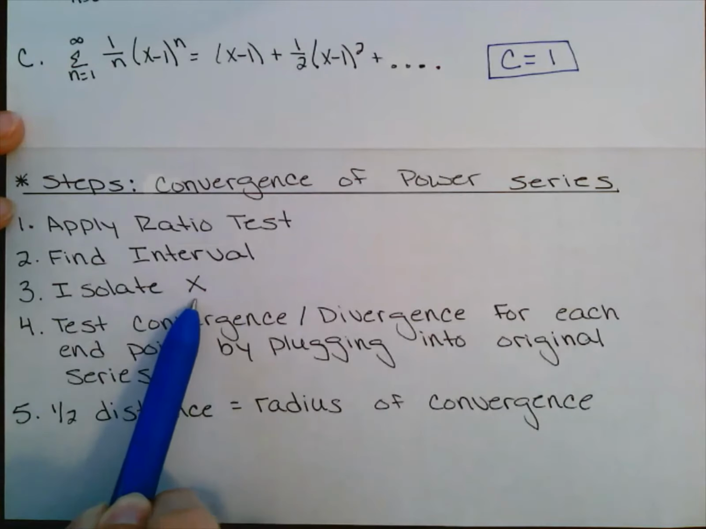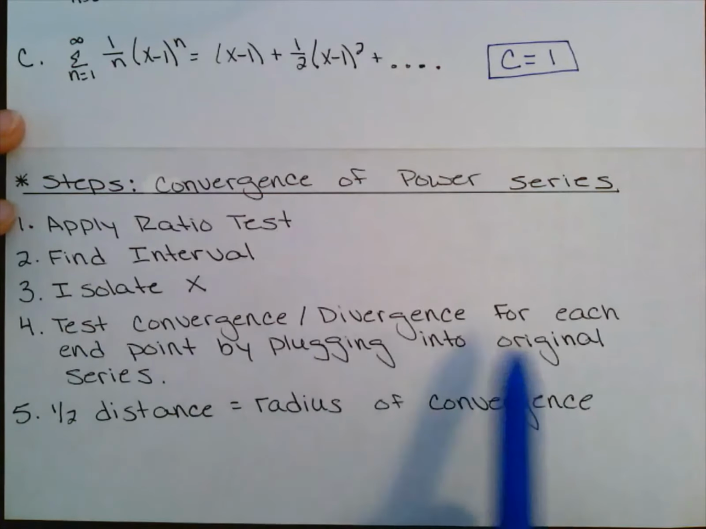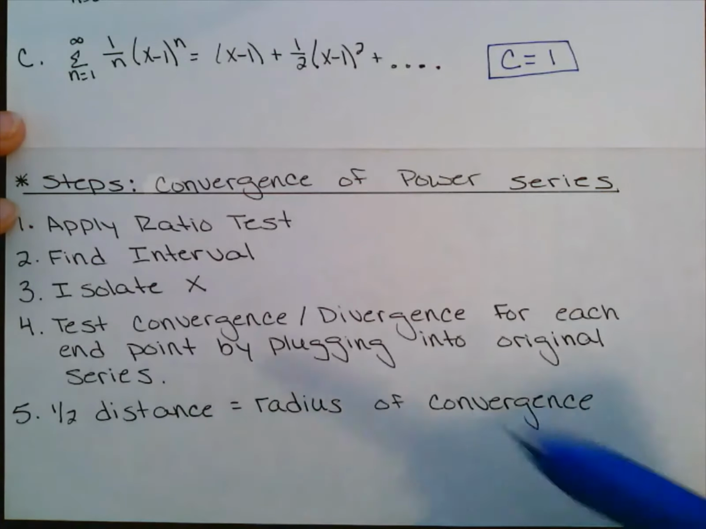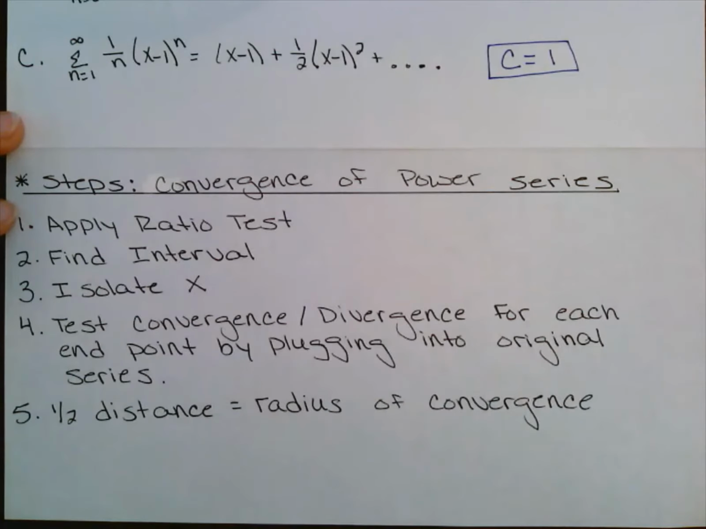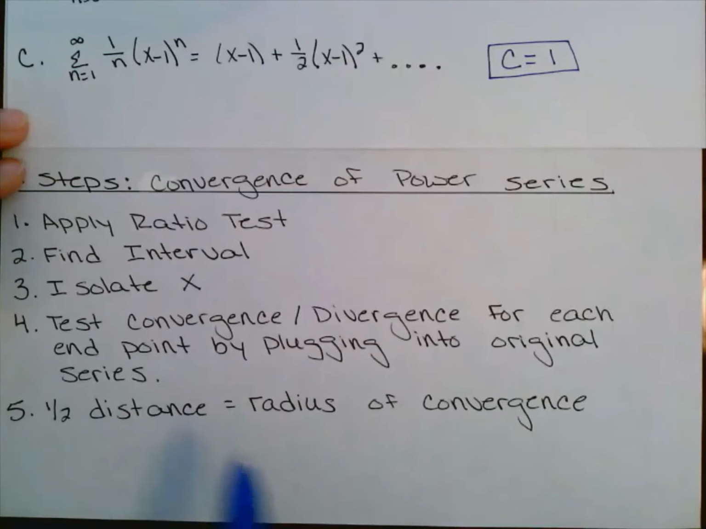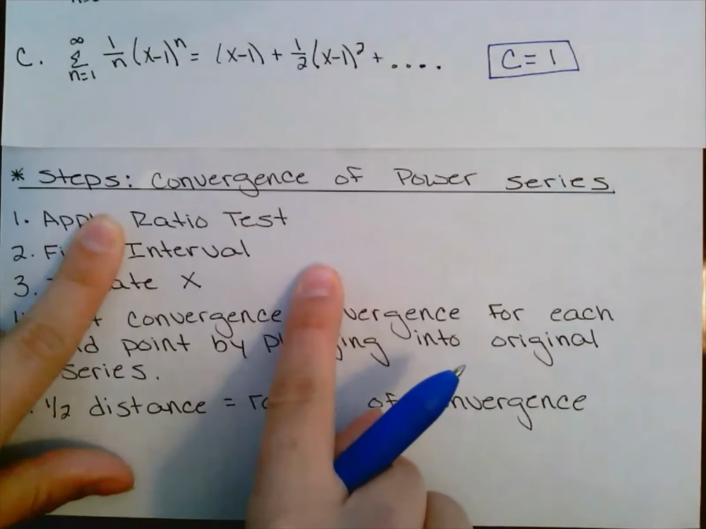We're going to isolate that variable, okay? Then we're going to test convergence and divergence for each of the endpoints by plugging them into the original series, okay? Once we've tested and determined whether we include one, neither, or both of those endpoints, then that interval that we have, some questions ask you for what is the radius of convergence. So think, if I converge from here to here, half of that is going to be the radius.